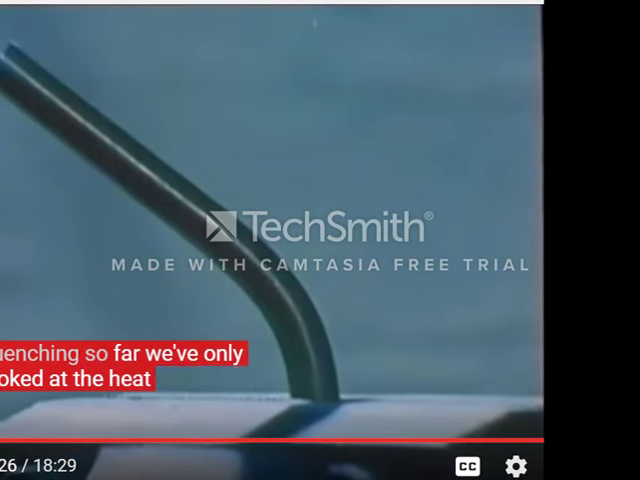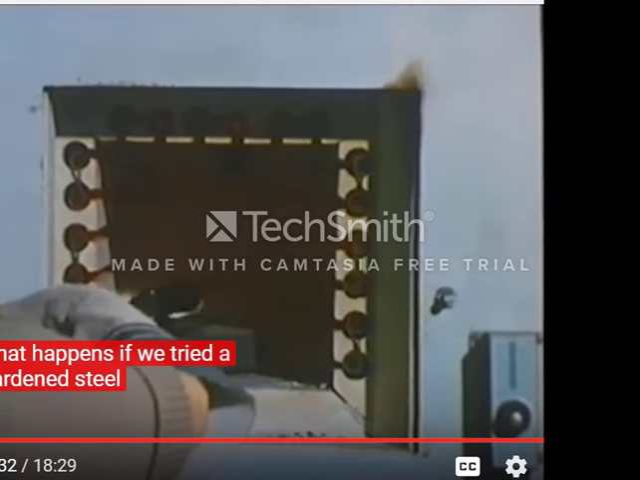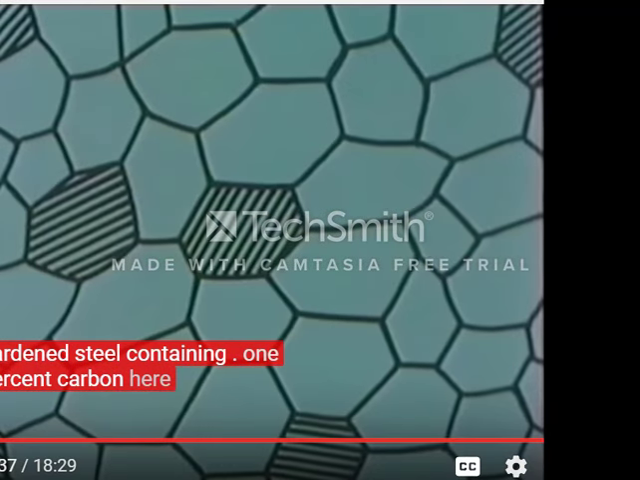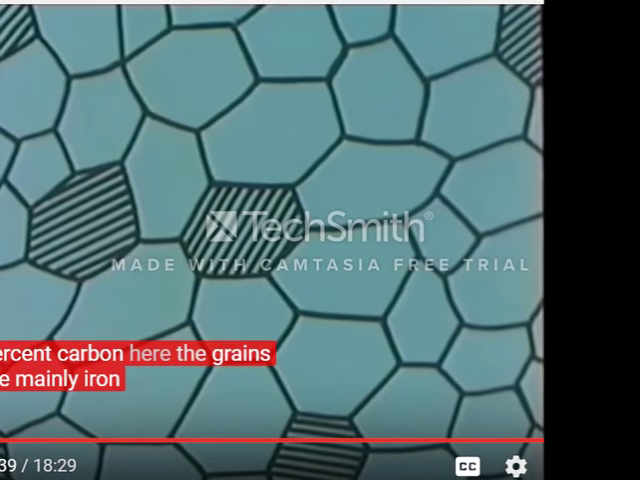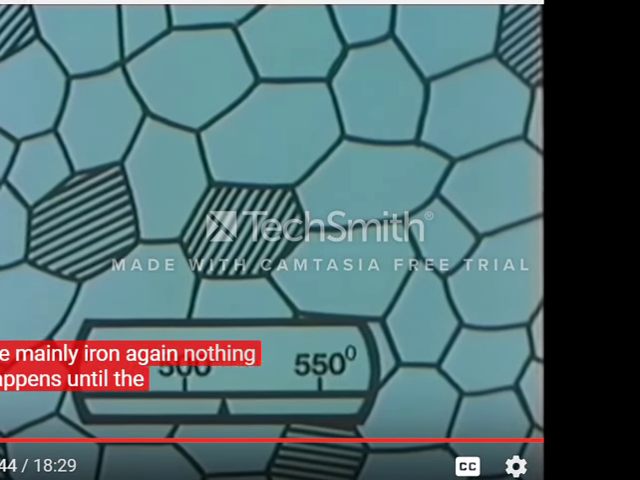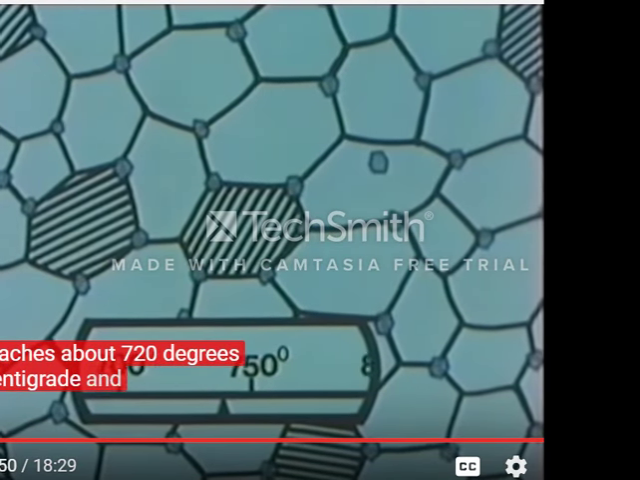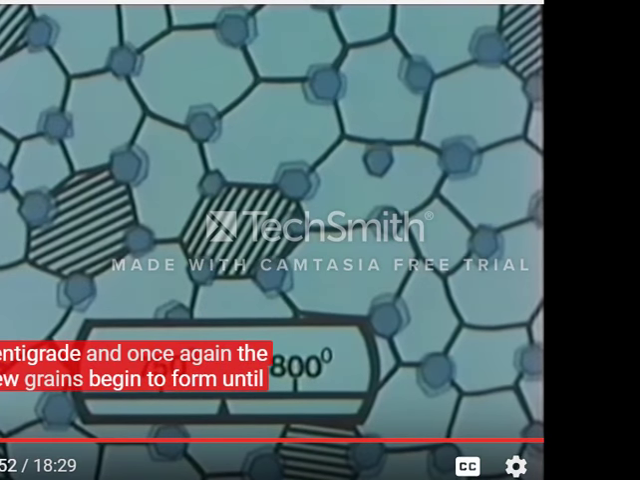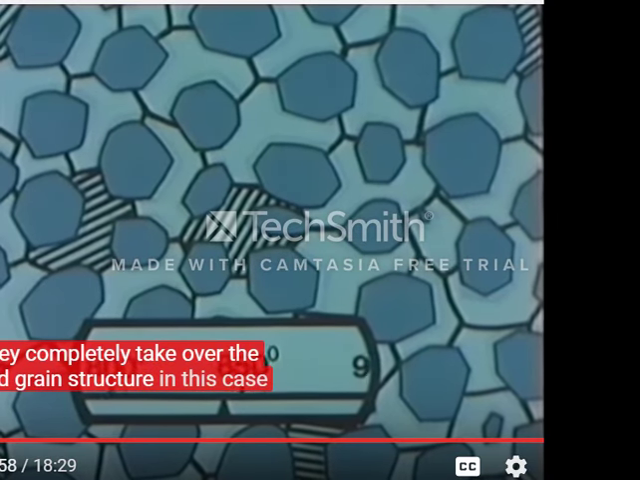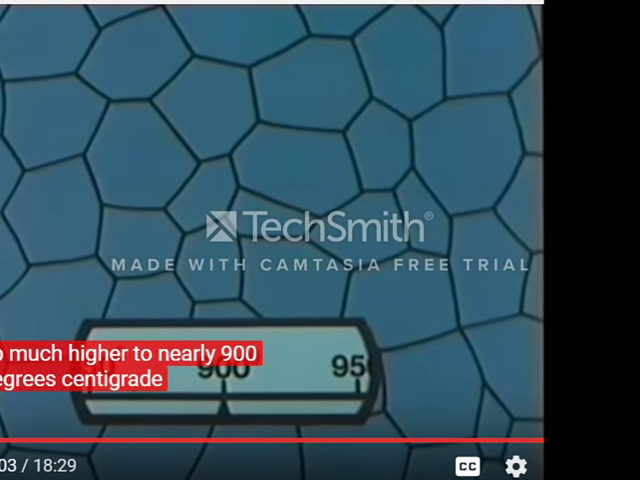So far, we've only looked at the heat treatment of 0.8% carbon steel. What happens if we try to harden steel containing 0.1% carbon? Here, the grains are mainly iron. Again, nothing happens until the temperature reaches about 720 degrees centigrade. And once again, the new grains begin to form until they completely take over the old grain structure. In this case, we have to take the temperature up much higher, to nearly 900 degrees centigrade.